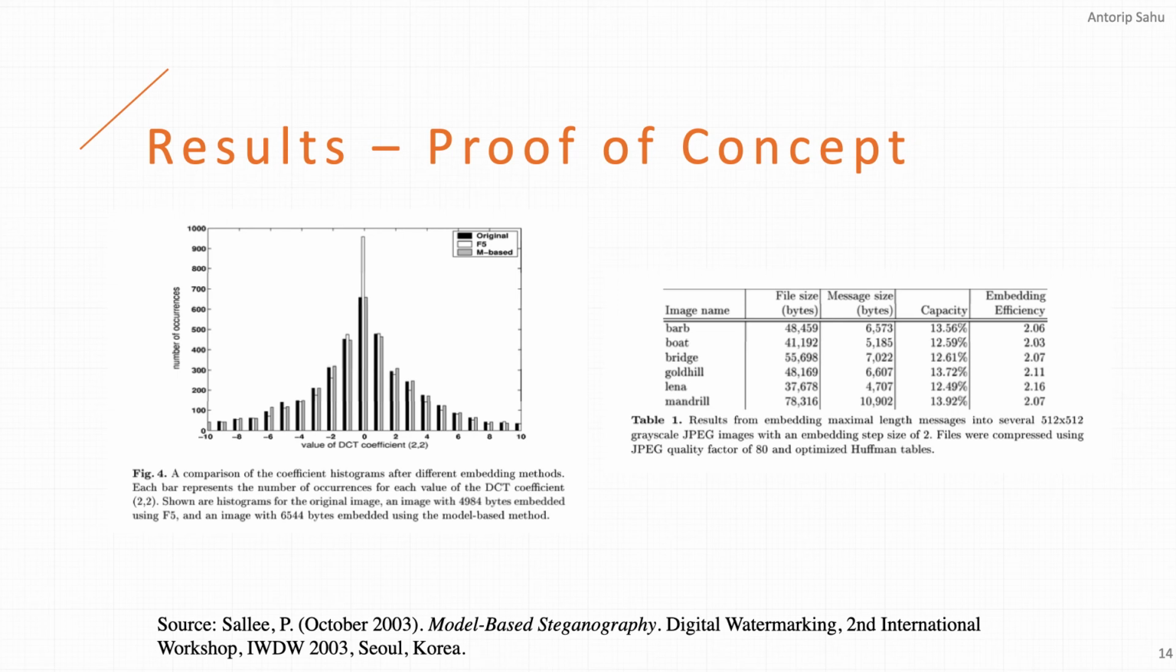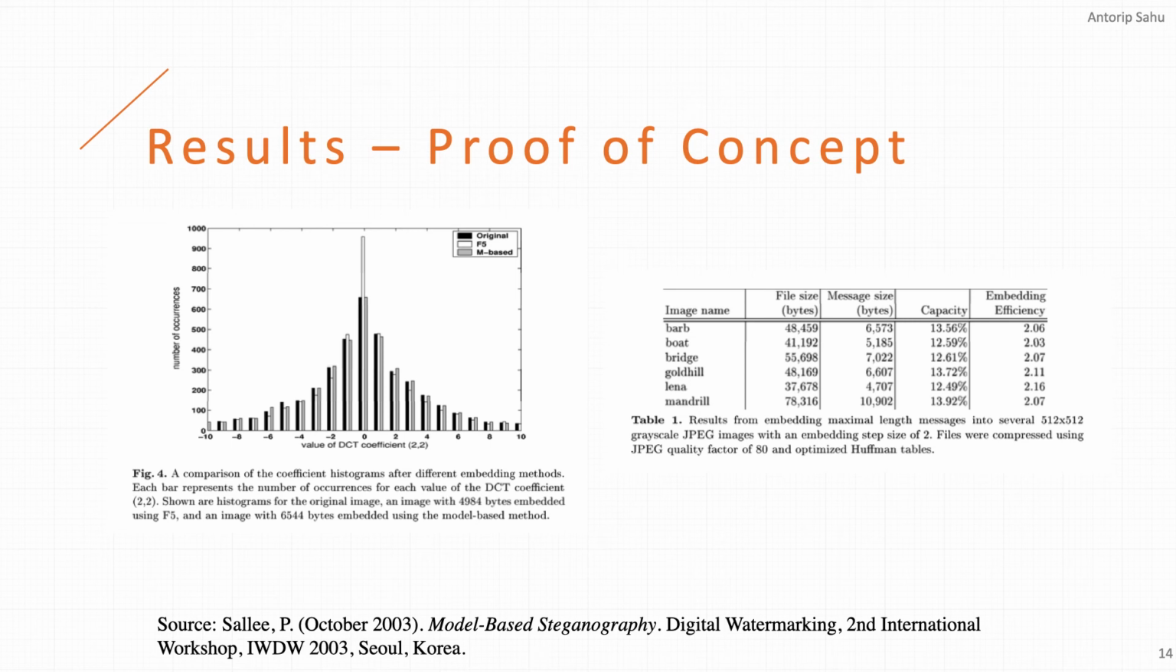Now I will discuss the results of model-based steganography. The author tested his model-based method on grayscale JPEG images of quality factor 80, and he also suggests that it could be applied to color images as well.